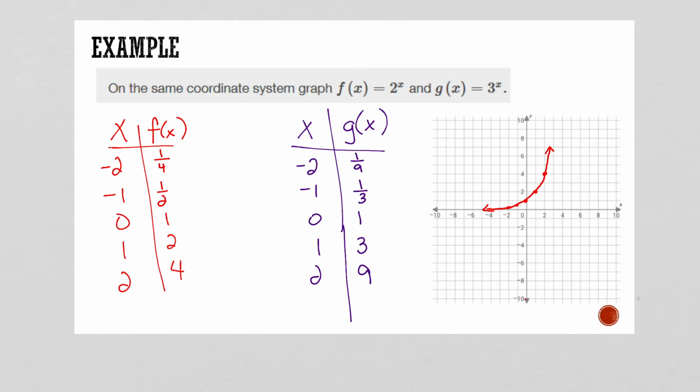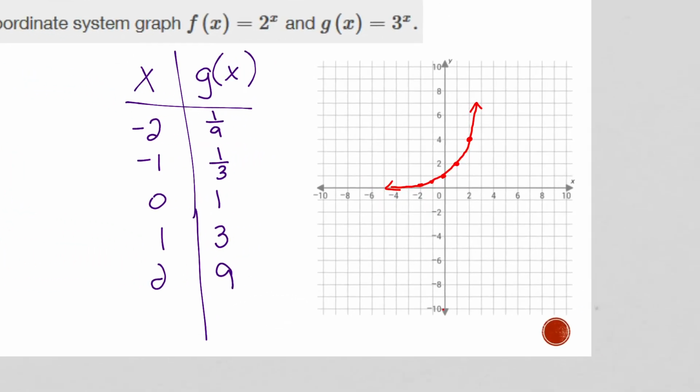All right, let's graph this now in purple. -2, 1/9. So that's even closer to 0, but not exactly. 1/3 would be about there, so it's slightly below this. They both go through this same point right here. 1 and 3 goes right here, and then 2 and 9 is up here.